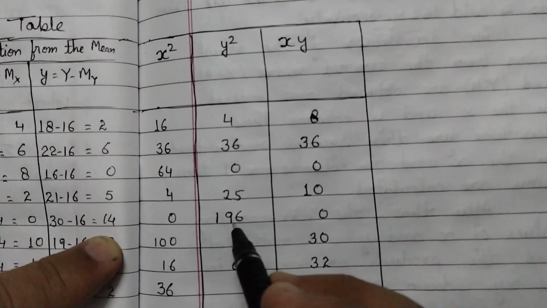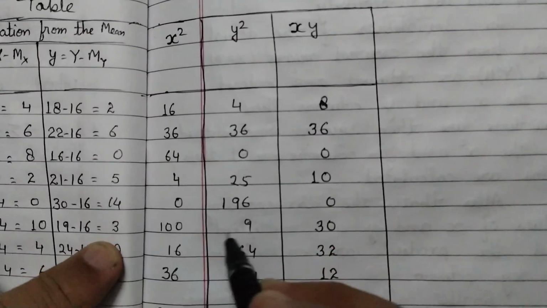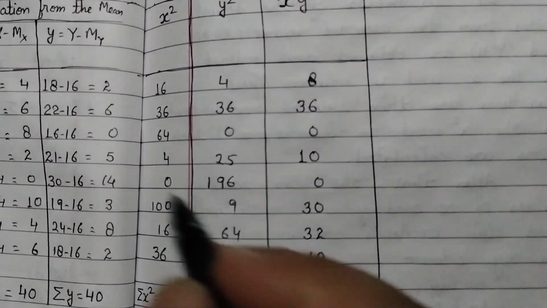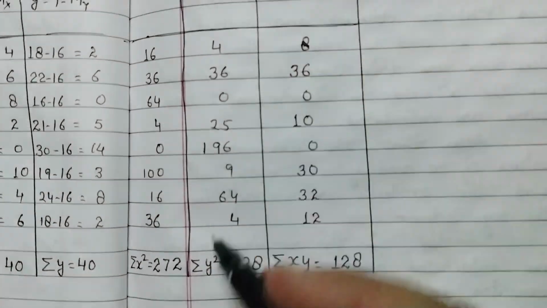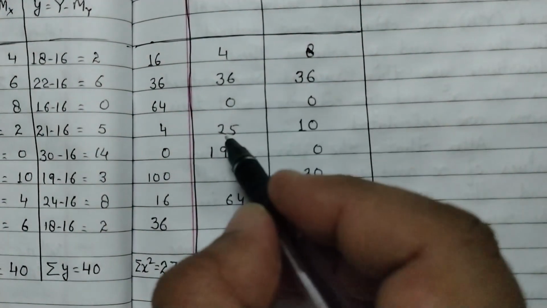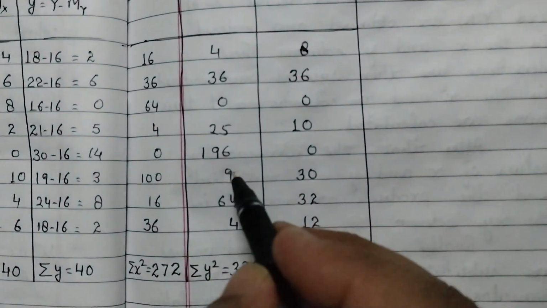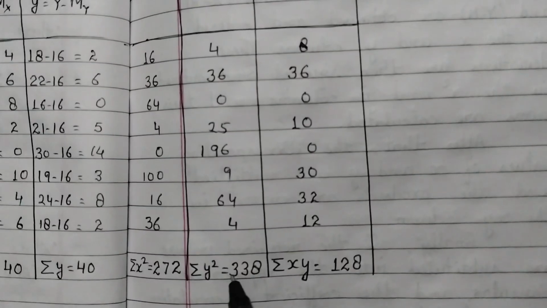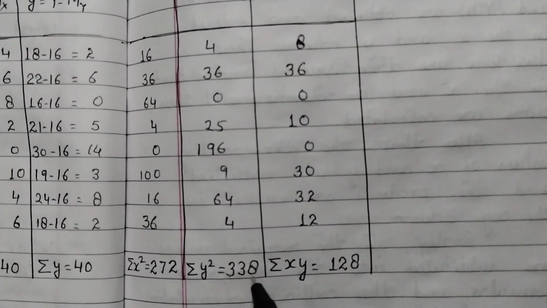14 into 14, this gives us 196. 3 square is 9, 8 square is 64, and 2 square is 4. Now again sum up summation y square: 4 plus 36 plus 0 plus 25 plus 196 plus 9 plus 64 plus 4. Summation y square is found to be 338.